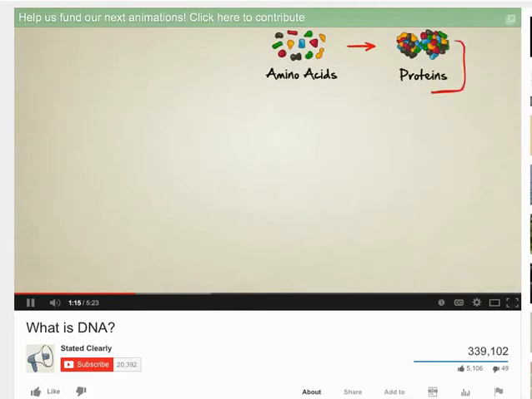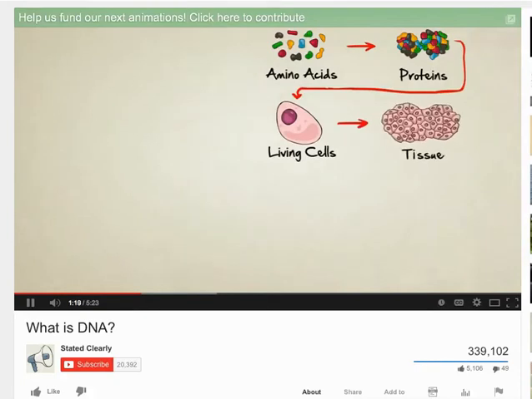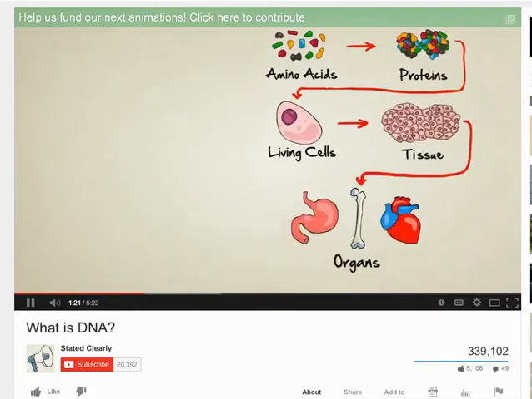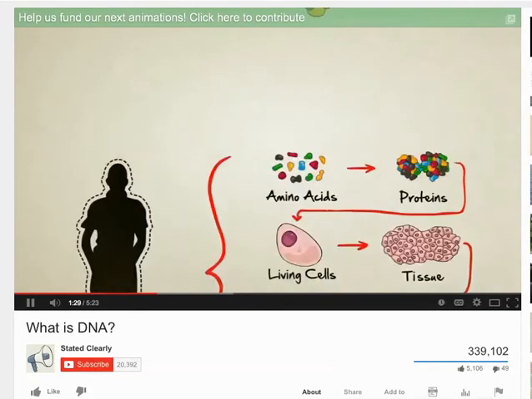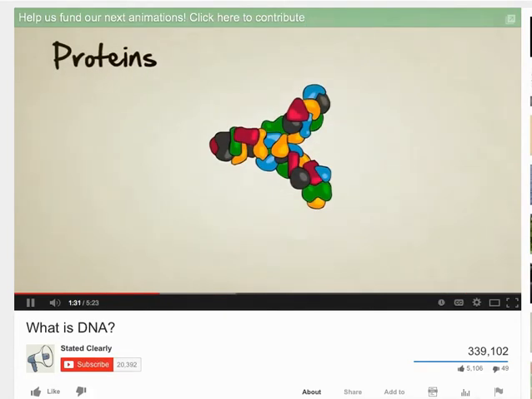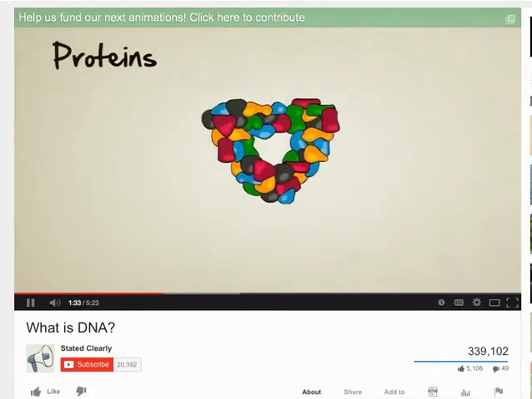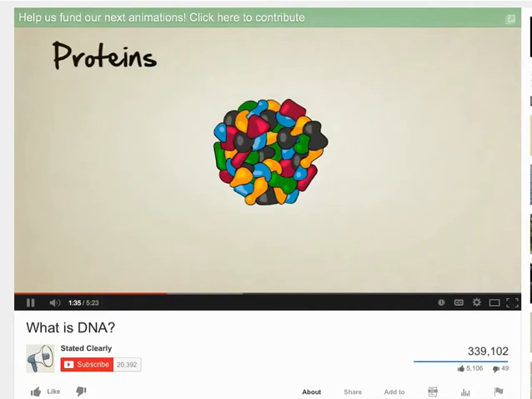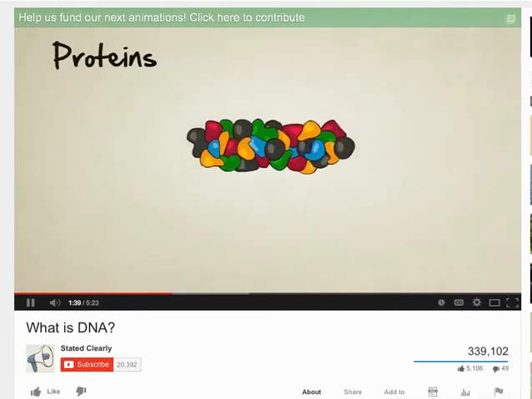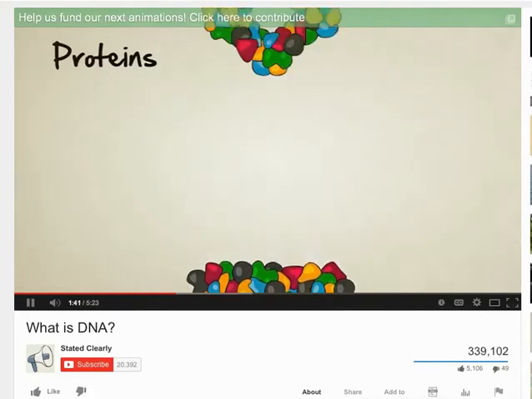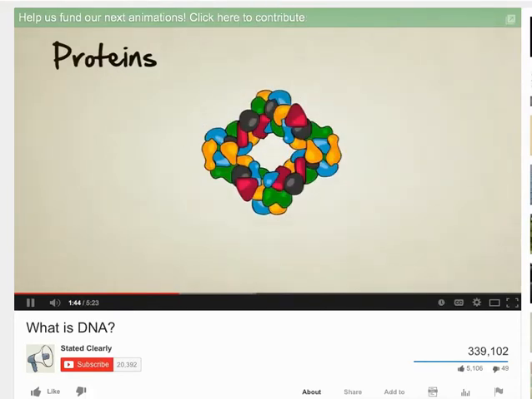Amino acids make up proteins. Proteins, along with other chemicals, combine to form living cells. Cells make up tissues. Tissues make up organs, and organs, when they're all put together and functioning, of course, combine to form living creatures like you and me. These proteins that make up our bodies, and keep in mind there's millions of different kinds of proteins, they each have to be formed in the perfect shape in order to function. If they're the wrong shape, they usually won't work. That's where DNA comes in.